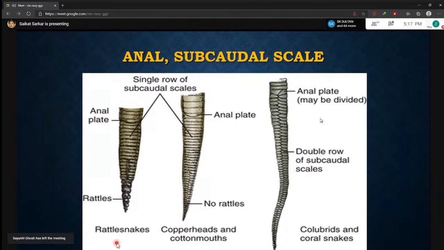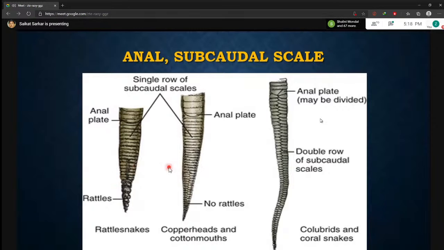Now look at the snake. This is a rattlesnake, highly venomous, copperhead, cottonmouth. These are all venomous snakes. So this is venomous. This is also venomous. Okay. Now look at the scale. The anal plate is undivided. Okay, there is a series of subcaudals which are undivided, but there are subcaudals which are also divided.